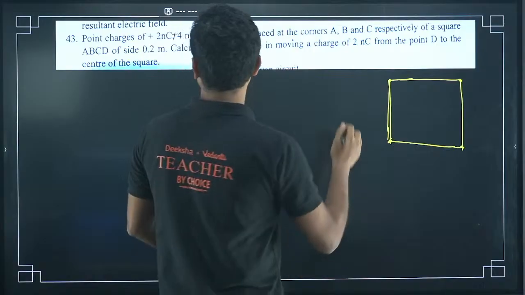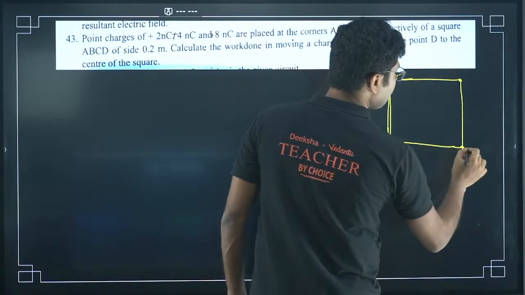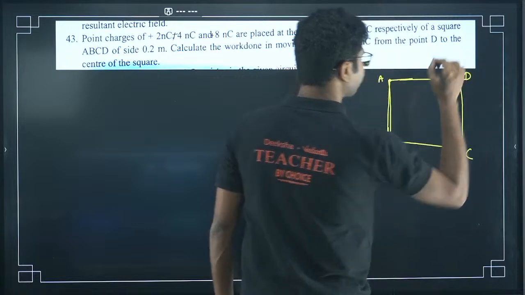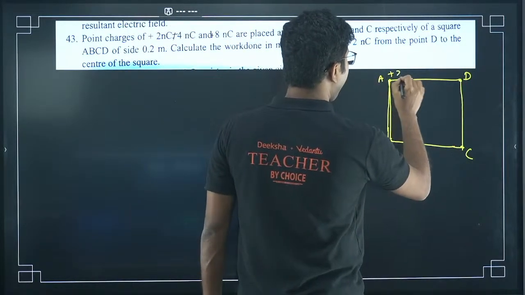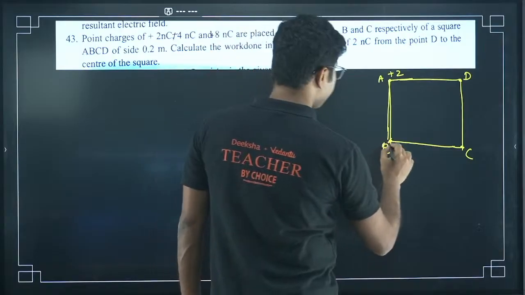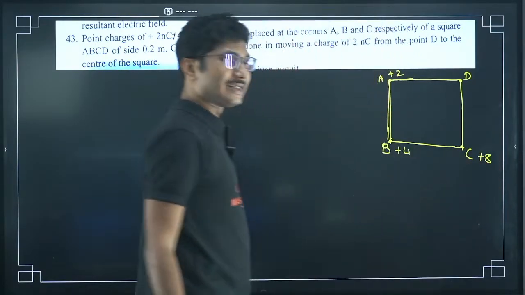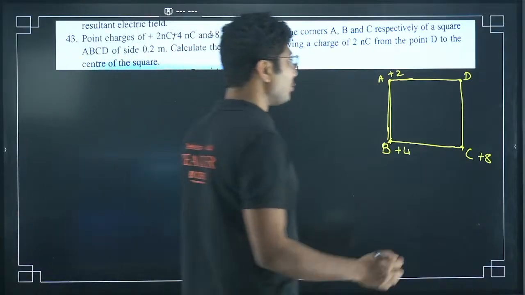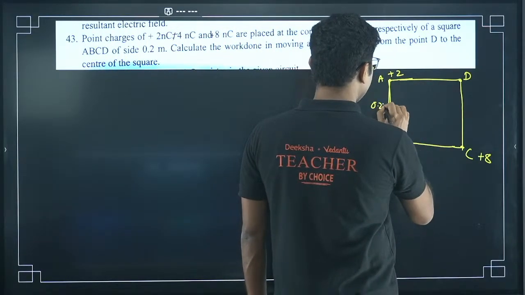So what are the charges given here? So let's see, this is A, B, C, D. Okay, so charges are given plus 2, then we have plus 4 and plus 8. But if it is a potential, it is easy. It's not super duper difficult. All the sides are of 0.2 meter.